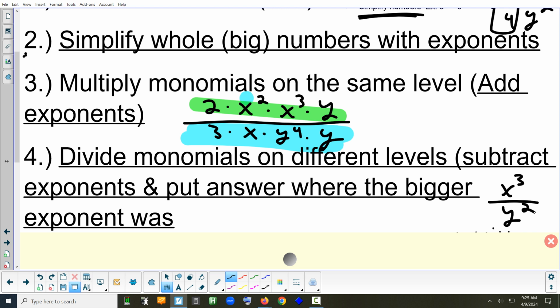Now, if you look, I wrote something down on the right. I want to look at that in a second. If I have x squared, x cubed, and I divide by y squared, can I combine those together? No. Why can't I just do 3 minus 2 and combine them? They're 2 different bases. You can't combine them when they're 2 different bases.